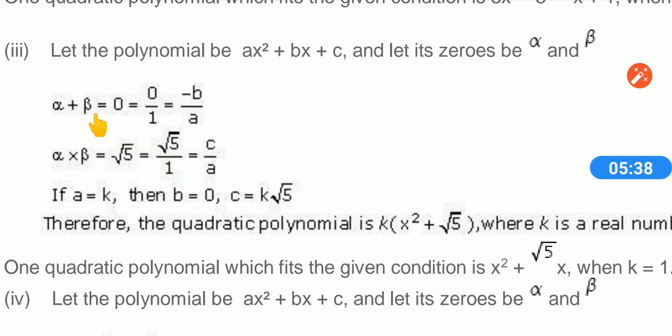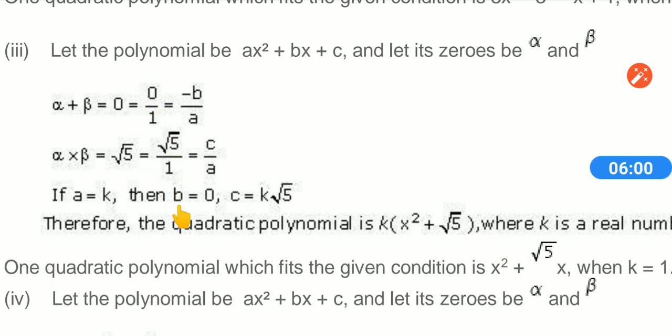Okay, children? Alpha plus beta means how much? It is one relationship we know, minus b by a. Alpha into beta means c by a. Here in the place of a you are having 1. Here also in the place of a you are having 1. So, a is some multiple of 1. It becomes 1 into k, means k.